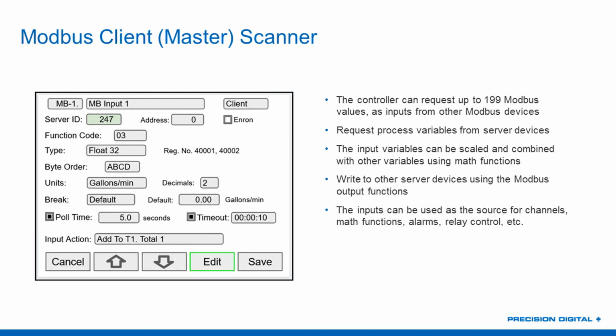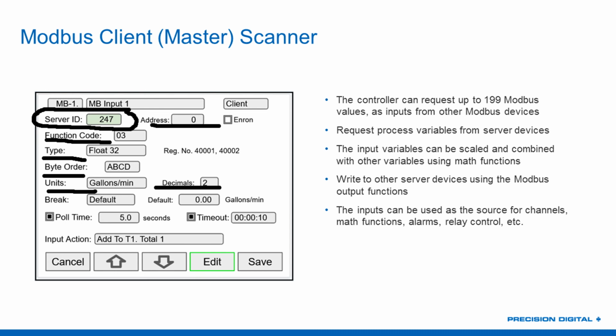So really, the address you want, the function code, the type, the byte order, the units, the decimals are all fixed things. Those are all lookups. And then all you have to do is just check the server ID on the transmitter, flow meter, etc.